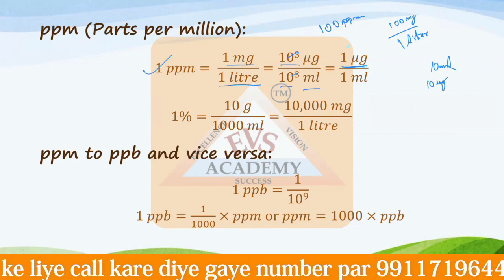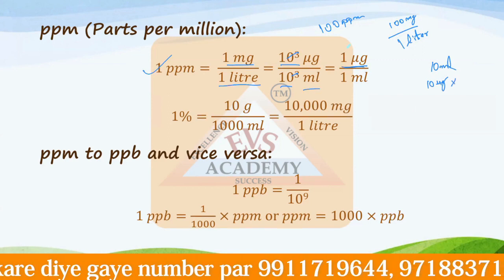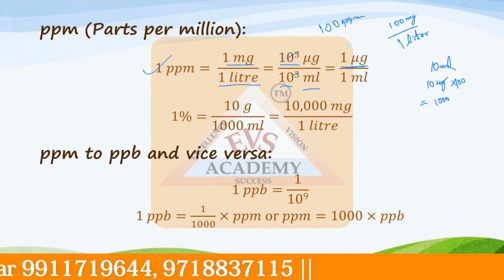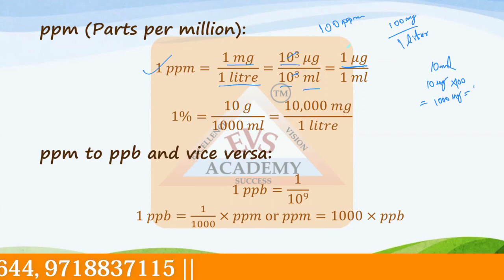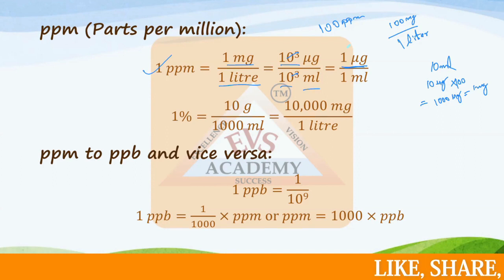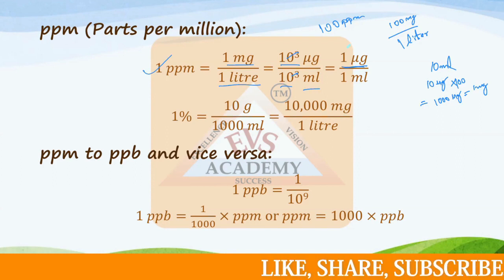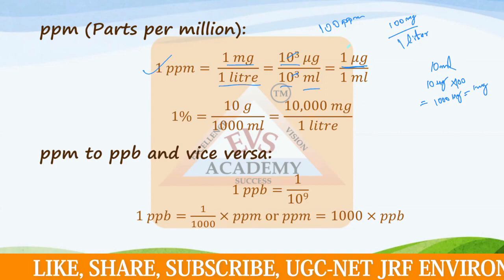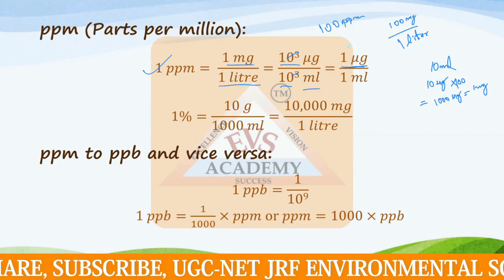Suppose you want to create 100 ppm. So again multiply by 100, and that would be 1000 microgram, or you will say 1 milligram. So in 10 ml of solution, if you add 1 milligram of the sugar, that would be close to 100 ppm of solution.